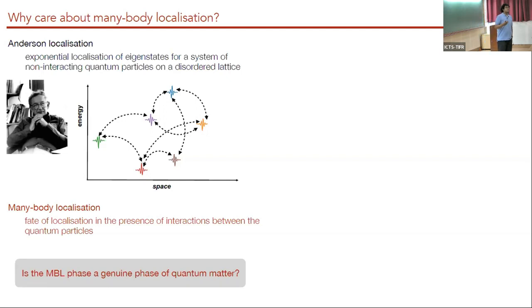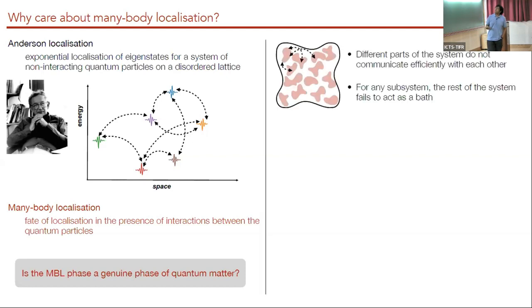That is because there has been a lot of progress in understanding how isolated quantum systems behave. There is this idea that if a system is many-body localized, then very loosely speaking, different parts of the system do not communicate efficiently with each other. If they fail to do so, then for any subsystem, the rest of the system fails to act as a bath, which is the mechanism by which isolated quantum systems thermalize, and we all understand how it comes together with equilibrium statistical mechanics and thermodynamics.